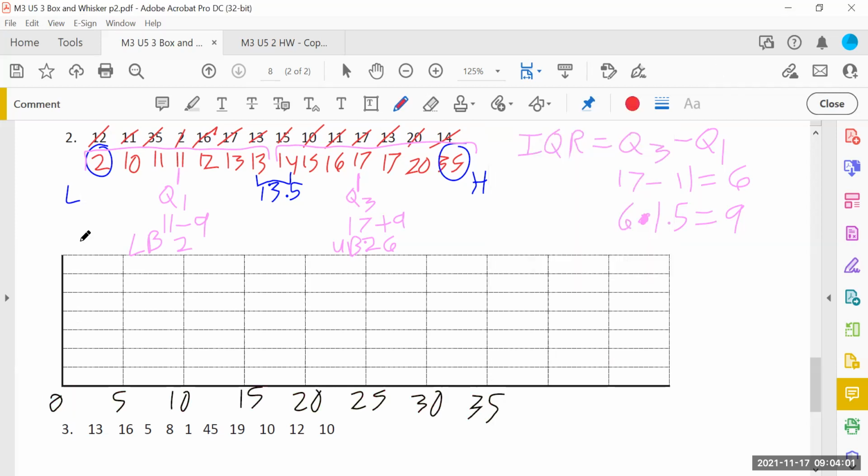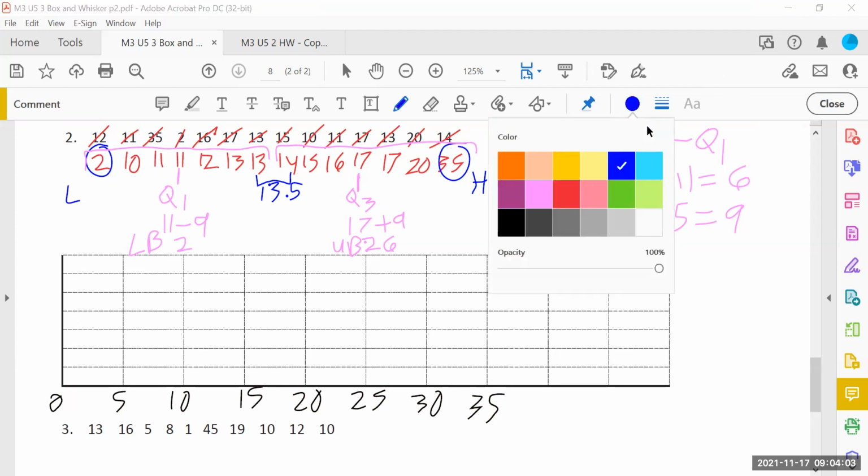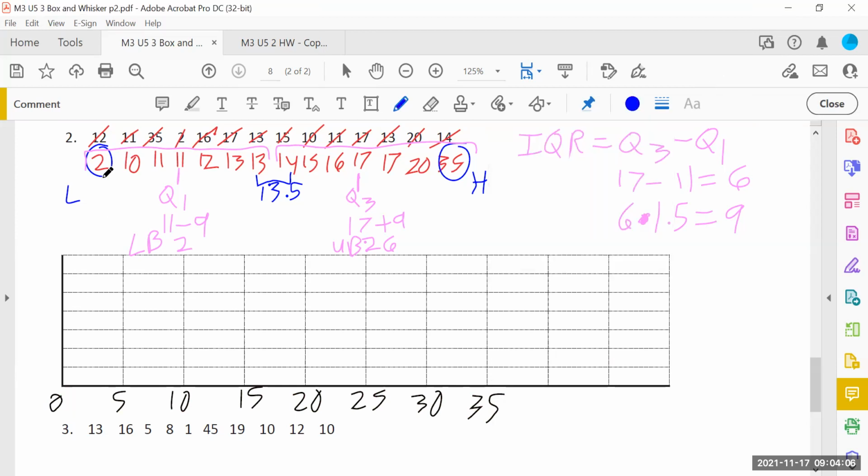So we're looking at my lower boundary, or sorry, not my lower boundary. My lowest value is at 2. My highest value was at 35. My median was at 13.5. I should probably be labeling this 13.5 because it's kind of in the middle there. You could label all of them. 2, 35.